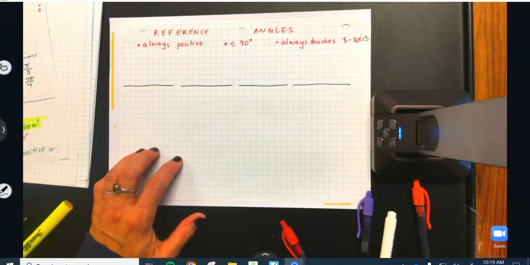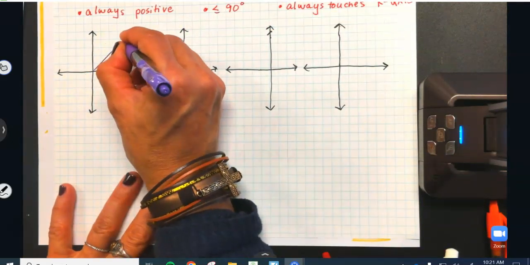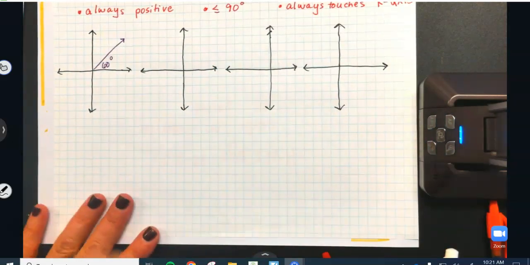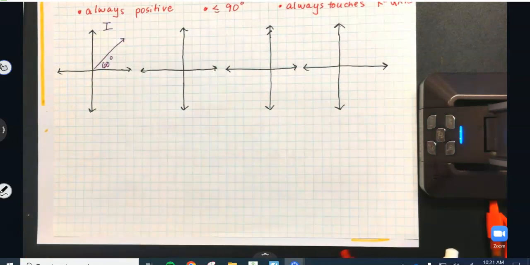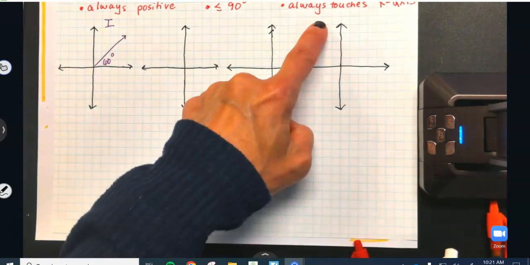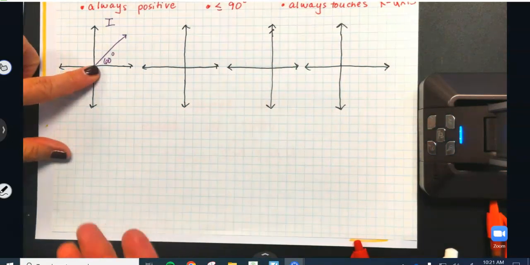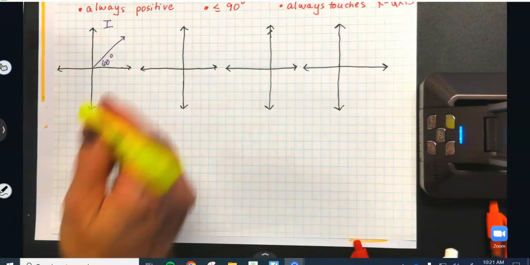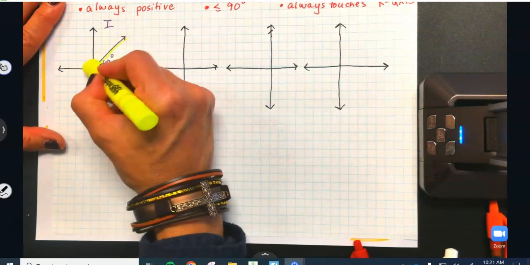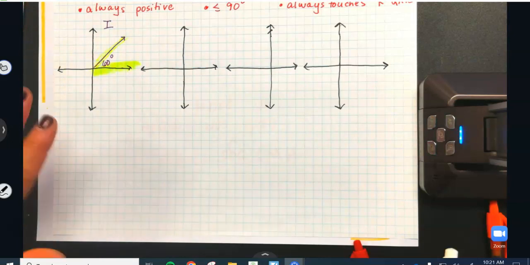And when we draw the angle, let's just pretend it's 60 degrees. All right, so this is in quadrant 1. Now remember, a reference angle is always positive, less than or equal to 90 degrees, and always touches the x-axis. So the reference angle for this angle is actually nested right on top of it, because it has to touch the x-axis, it has to be less than 90 degrees, and it always shares a side with the angle.